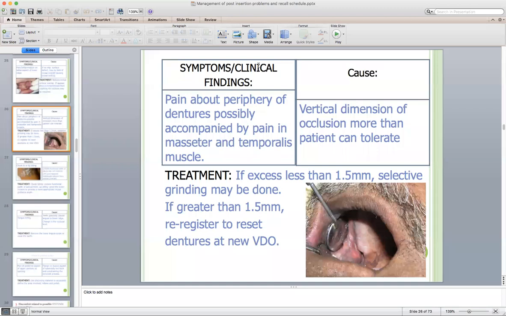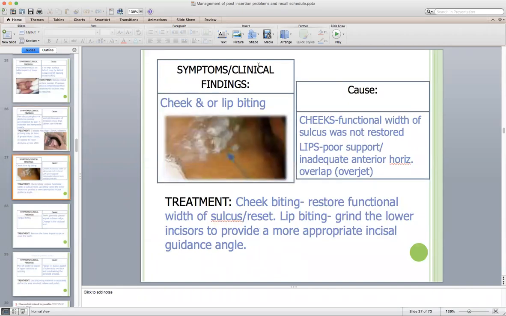So the treatment is, if the excess vertical dimension is less than 1.5 millimeter, then it can be rectified with the help of selective grinding. But if the excess of the vertical dimension exceeds 1.5 millimeter, then we have to re-register the vertical jaw relation and reset the denture at the rectified vertical dimension of occlusion.